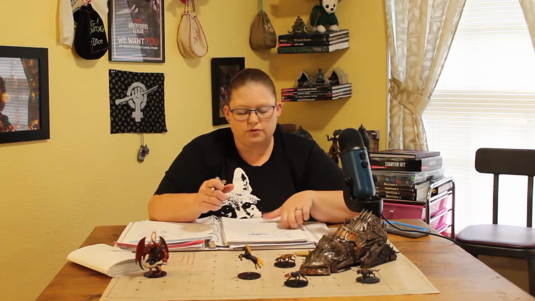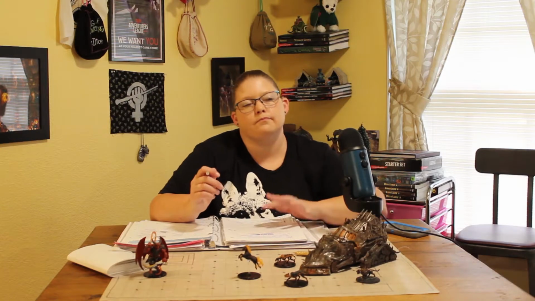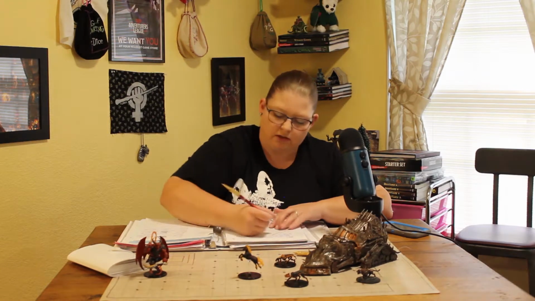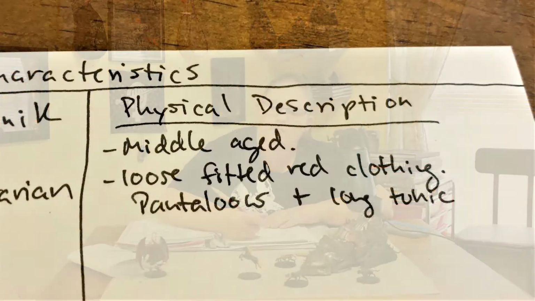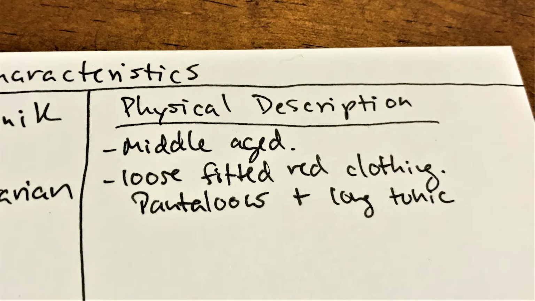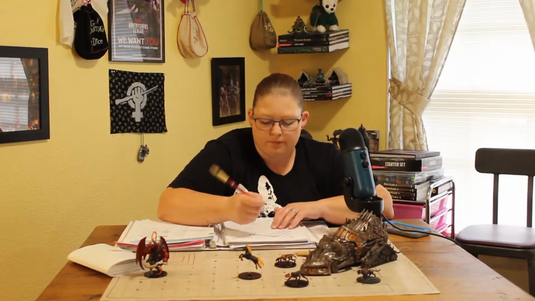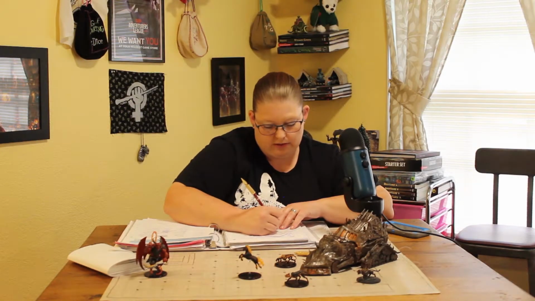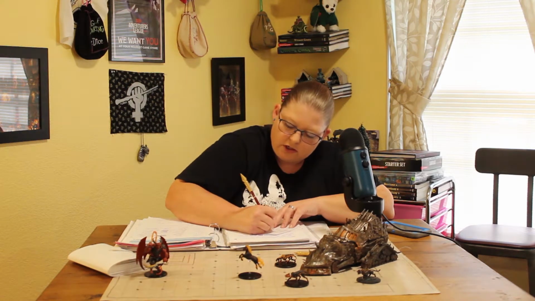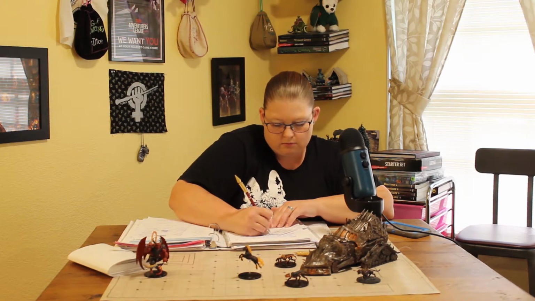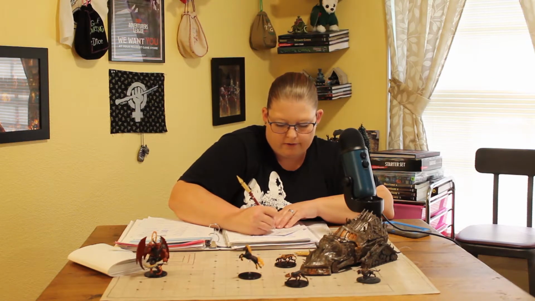Just as a backup to keep things interesting. And then a physical description of him. So I kind of want him to be middle-aged, and he likes to wear loose-fitted red clothing, like pantaloons and a long tunic. And then we'll have to describe this amulet that he carries. Golden chain, a ruby with an inner burning fire.